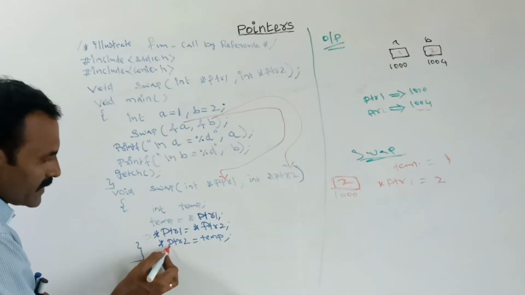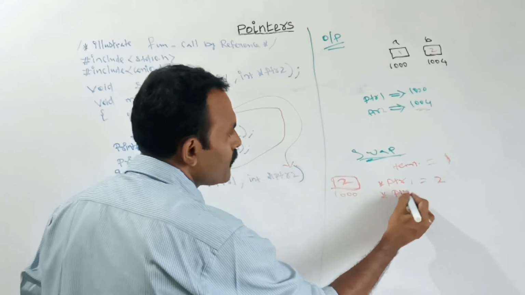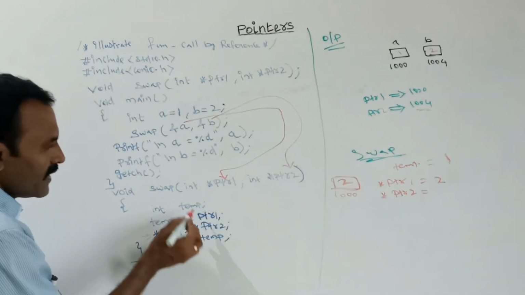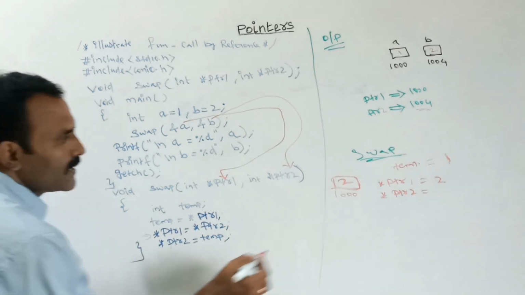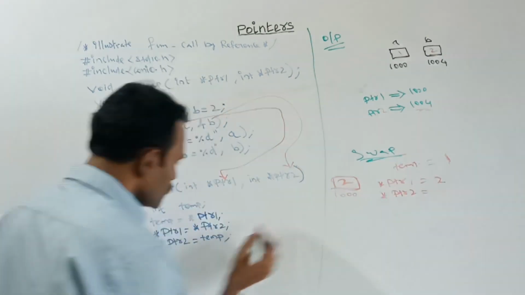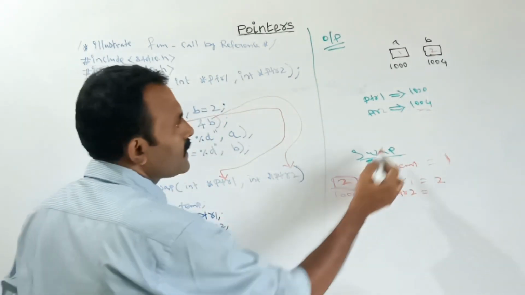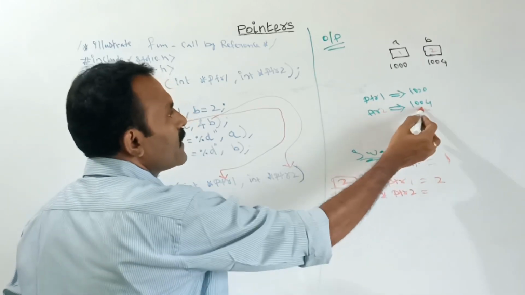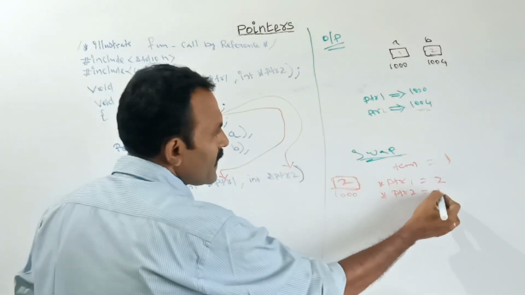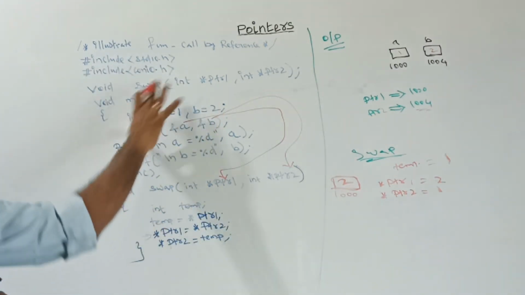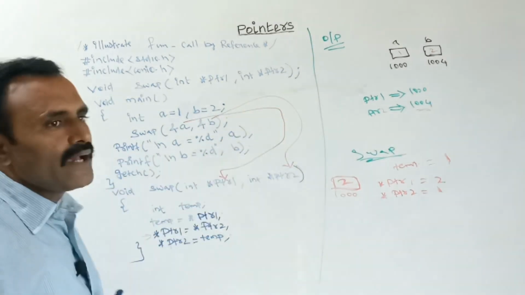Next, star ptr2 is equal to temp. So the value at the address in pointer variable 2 is set to temp. What is the value inside temp? That value is stored at the address held by ptr2. The temp value is 1, so this 1 is stored at the address inside ptr2, which is 1004. So the temp value 1 is stored inside 1004. We are just passing the addresses and swapping the numbers.